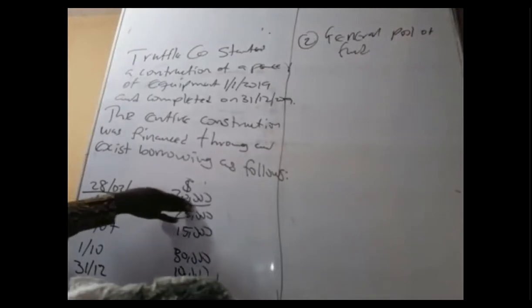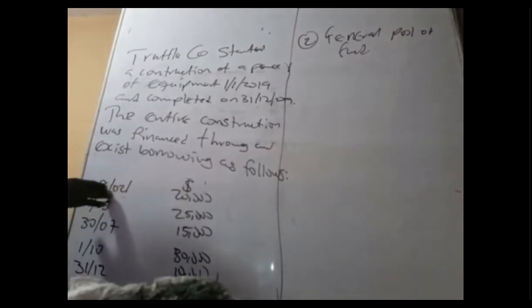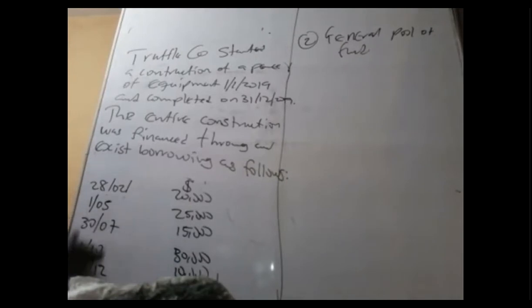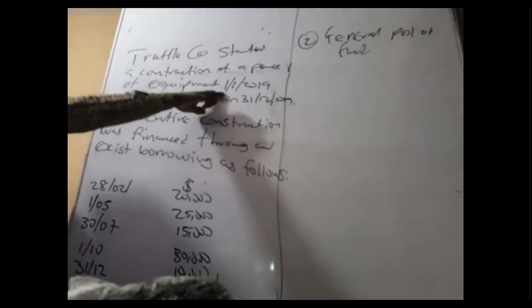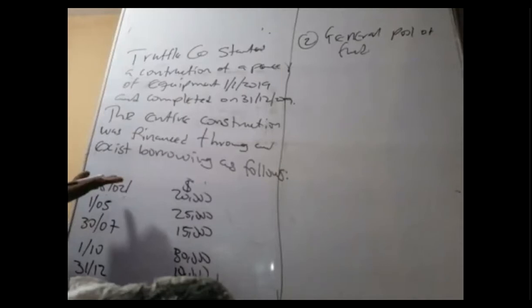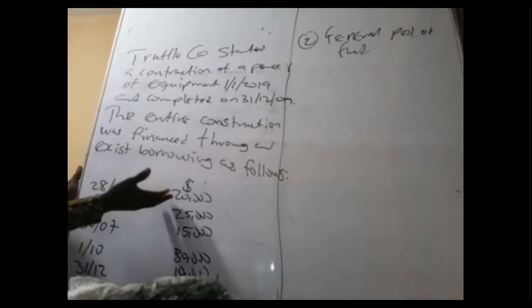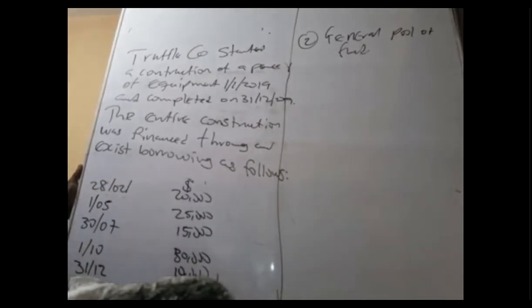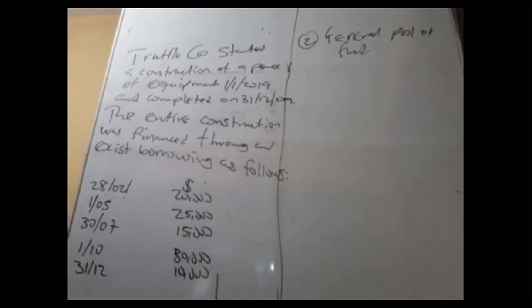So first, even though the construction of the piece of equipment took place exactly 1st January, they started incurring cost on what? 28th of February. How many? $20,000. We are done. Okay. Let's go to the footnote.